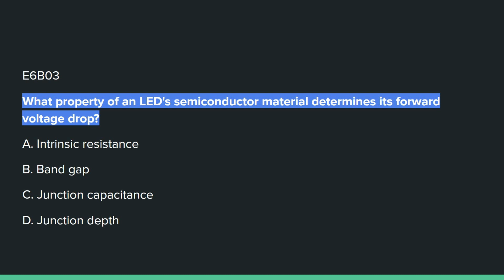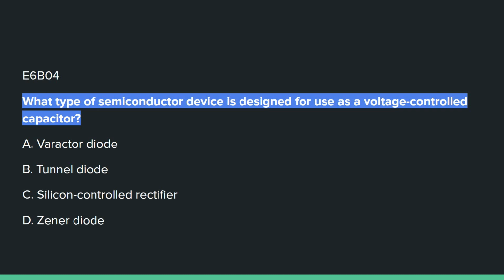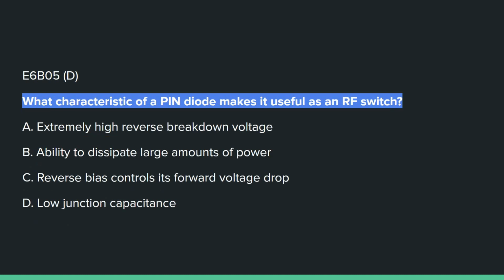E6B03, what property of an LED's semiconductor material determines its forward voltage drop? B, band gap. E6B04, what type of semiconductor device is designed for use as a voltage controlled capacitor? A, varactor diode. E6B05, what characteristic of a PIN diode makes it useful as an RF switch? D, low junction capacitance.